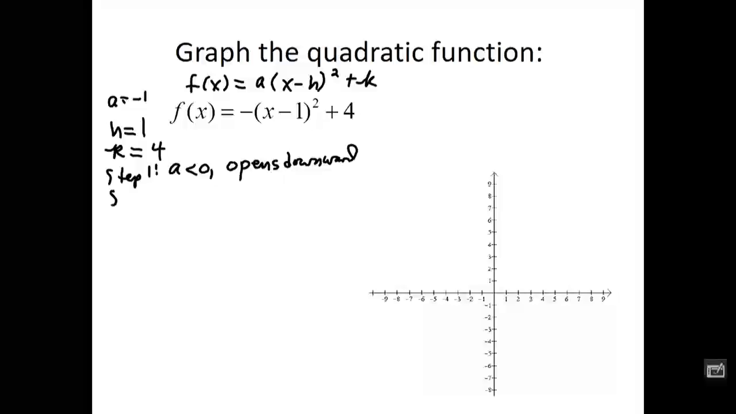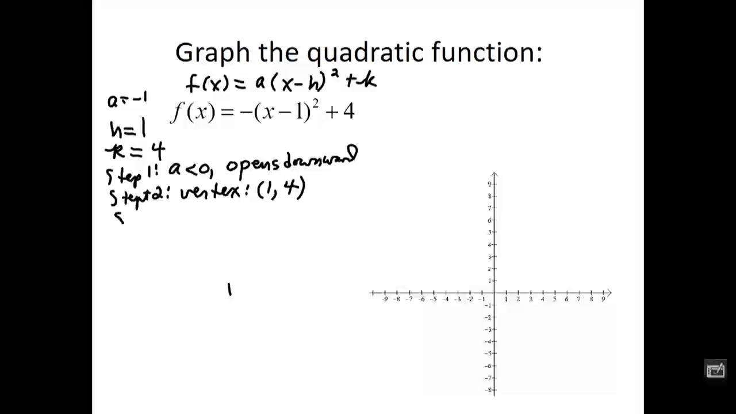Step 2. Let's find the vertex. In standard form, the vertex will have coordinates h, k. h is 1, k is 4. So the vertex of the parabola is (1, 4).